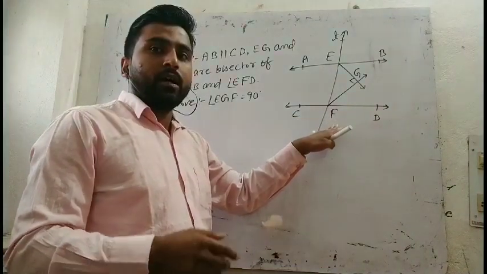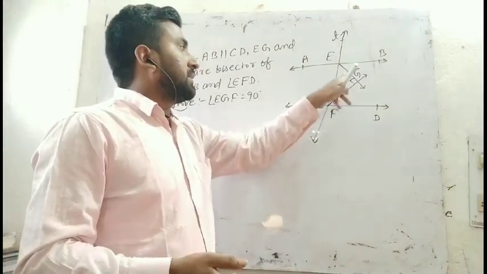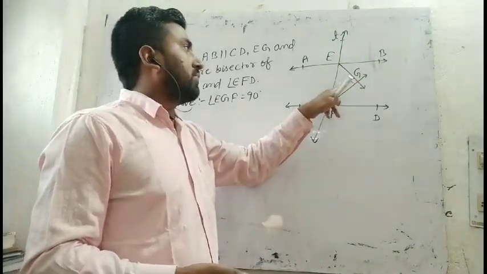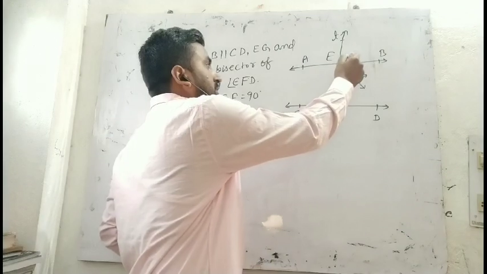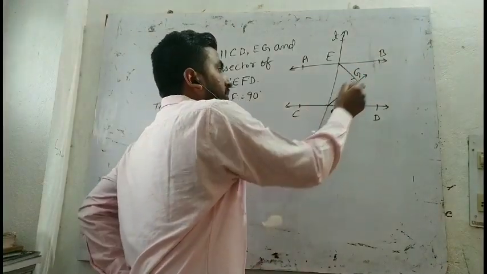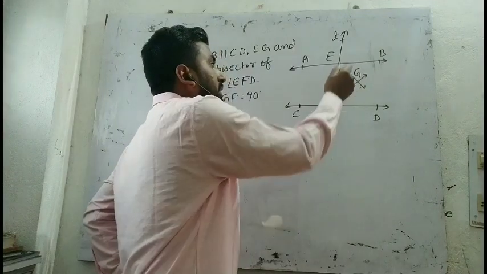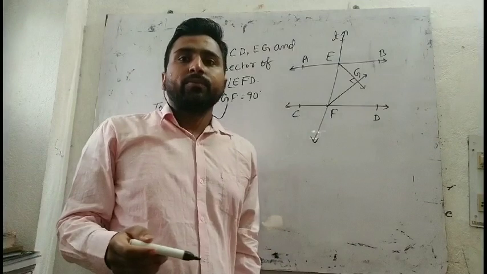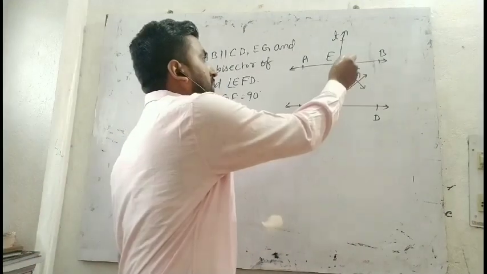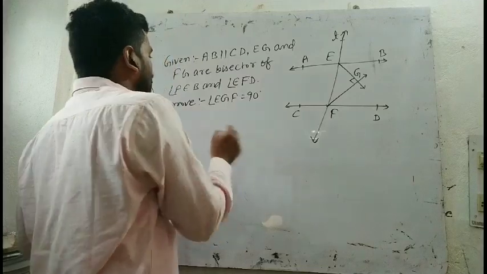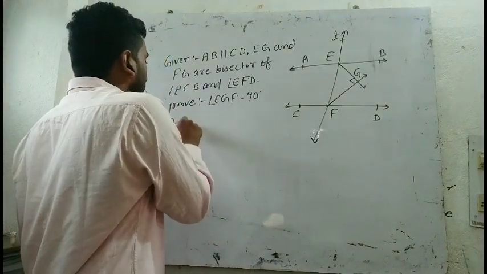F. It is also given that EG is the bisector of angle BEF and GF is the bisector of angle EFD. Now we have to prove that angle EGF is equal to 90 degrees. For this proof, write here: proof.